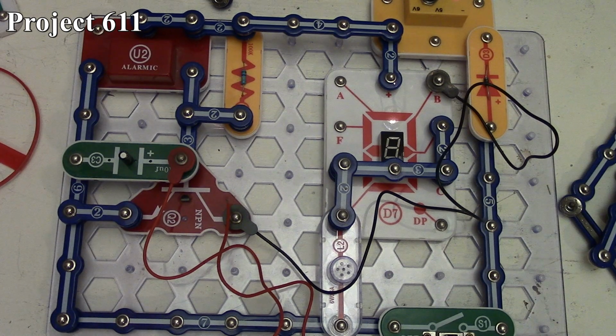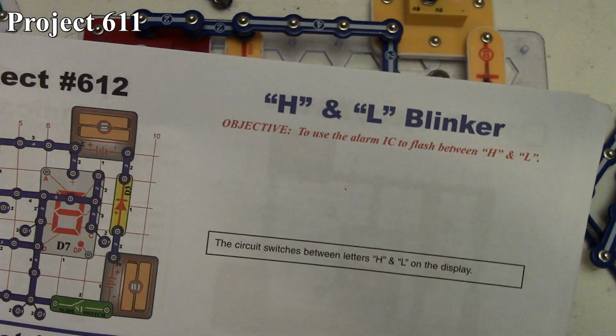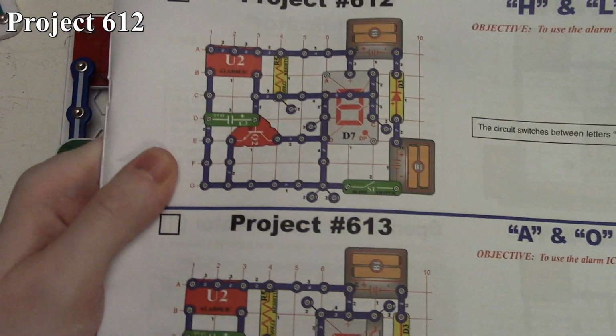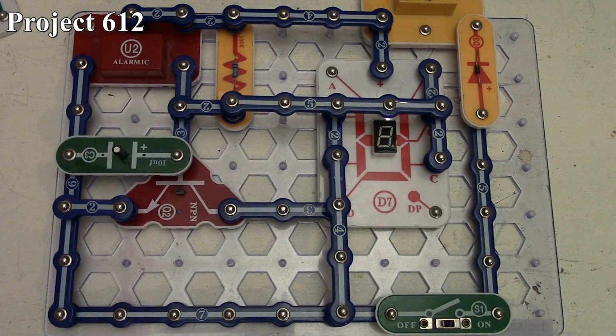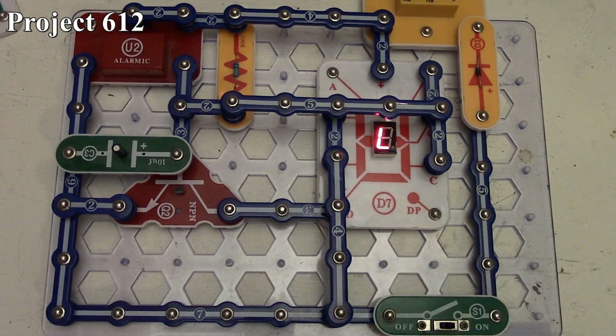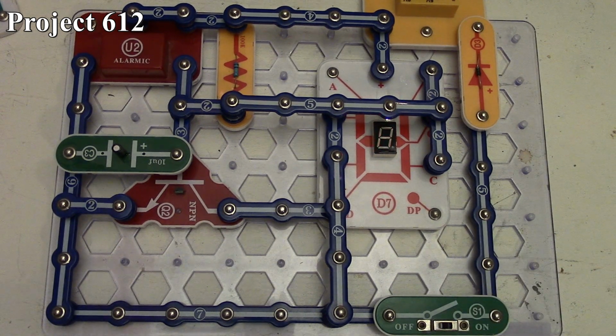So that's how Project 611 works. And now Project 612 is an H and L blinker. Here we have Project 612, the H and L blinker. There it is in the book, here it is on the board. So again, reconfigured our 7-segment LED. When it's turned on, it now alternates between showing us an H and an L as our alarm IC and NPN transistor switch on and off. So that's how Project 612 works.